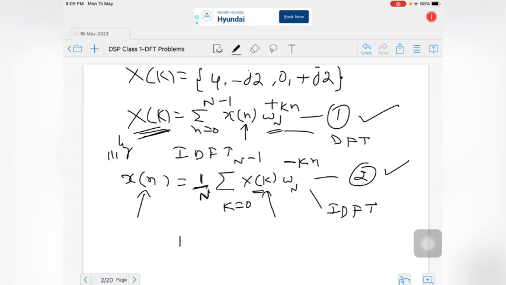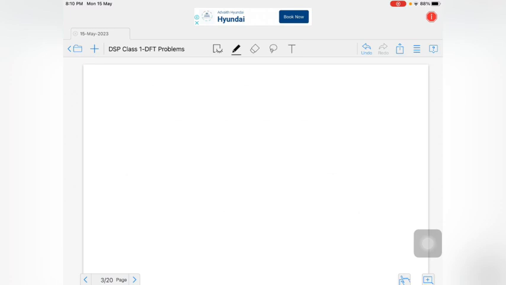What is the given length n here? Here length n is equal to 4. You can observe here 4 minus j2, 0 plus j2. So the length of the given sample is 4. And we know what the twiddle factors are for length n is equal to 4: omega 4 power 0, omega 4 power 1, omega 4 power 2 and omega 4 power 3. These are the twiddle factors we are going to use for the given length.